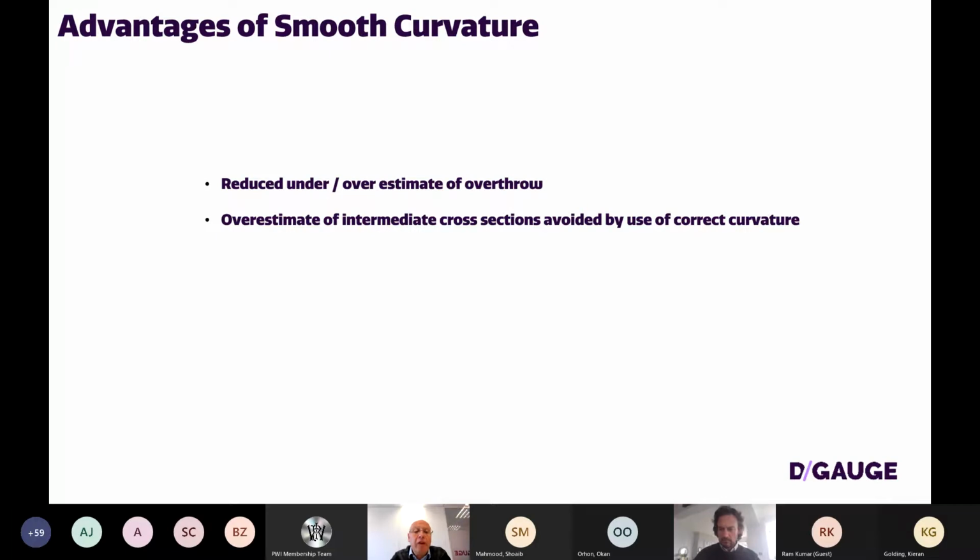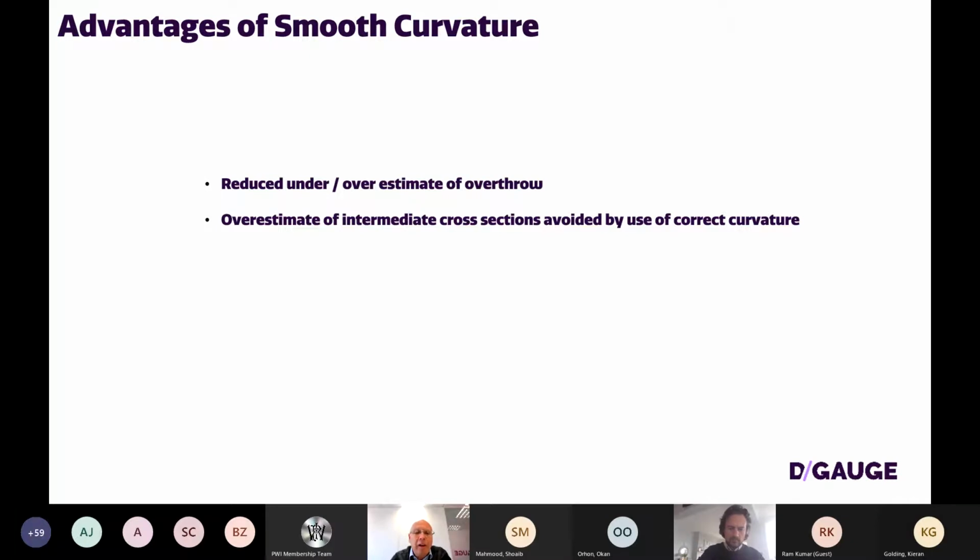So let's have a look first of all at what are the advantages of using smooth curvature. The first advantage that we've actually got is that we can reduce the under or overestimate of overthrow we might have by having roughness included in our calculations. The overthrows that we will get by using a smooth profile will more readily match the curvatures that we'd measure for a vehicle going around a curve, because the vehicle going around a curve is not as susceptible to the track roughness as measuring techniques pick out.